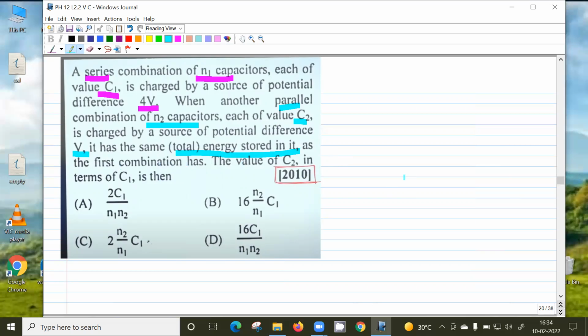The value of C2. The thing is, the total energy stored is the same. So that means C1 and C2 should be related in a certain way. We have to find C2 in terms of C1.